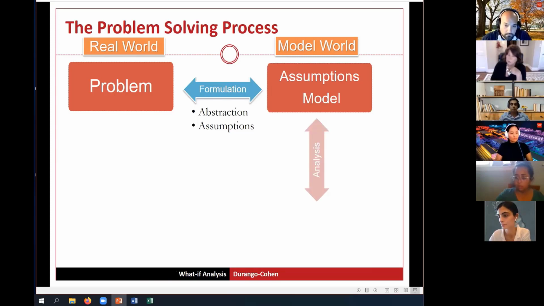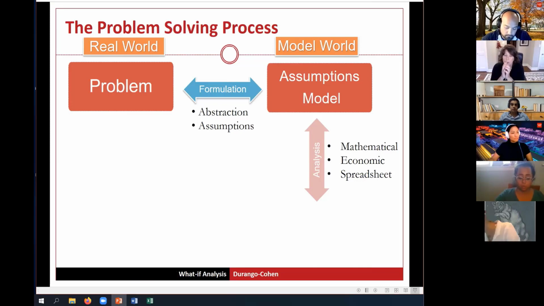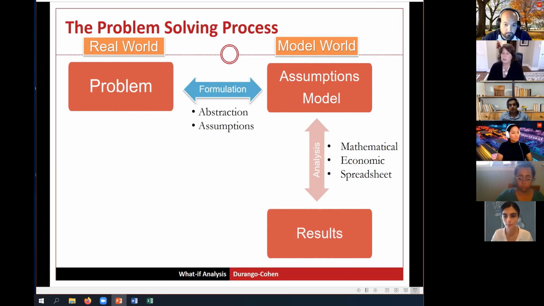There are different types of analysis that one can perform. We can perform mathematical analysis, we can perform economic analysis, but in our case, we're primarily going to perform spreadsheet analysis. And once we do that, we're going to be left with some result. The problem is that through the process of abstracting the complexities of the real problem, we may find ourselves with a result that doesn't lend itself well to being implemented.